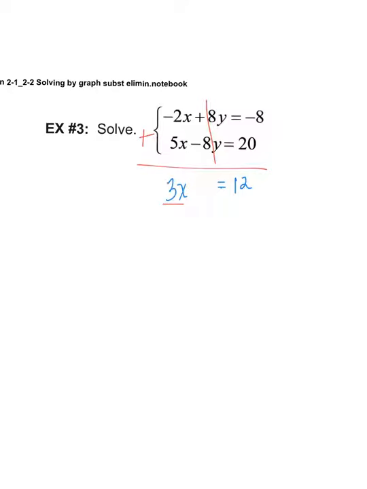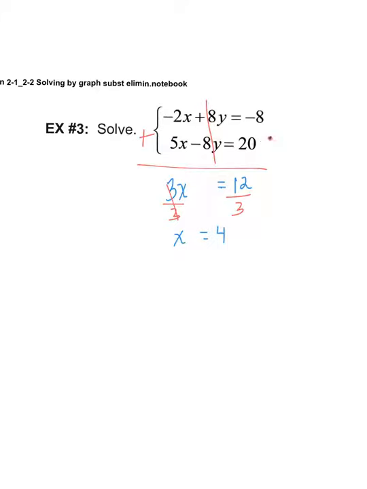Divide by 3. And you get x equaling 4. So that's half of our solution. Then we're going to take that 4 and you have a choice. You can take the 4 and plug it into this x or plug it into this x. So you want to decide which equation looks easier to plug it into.